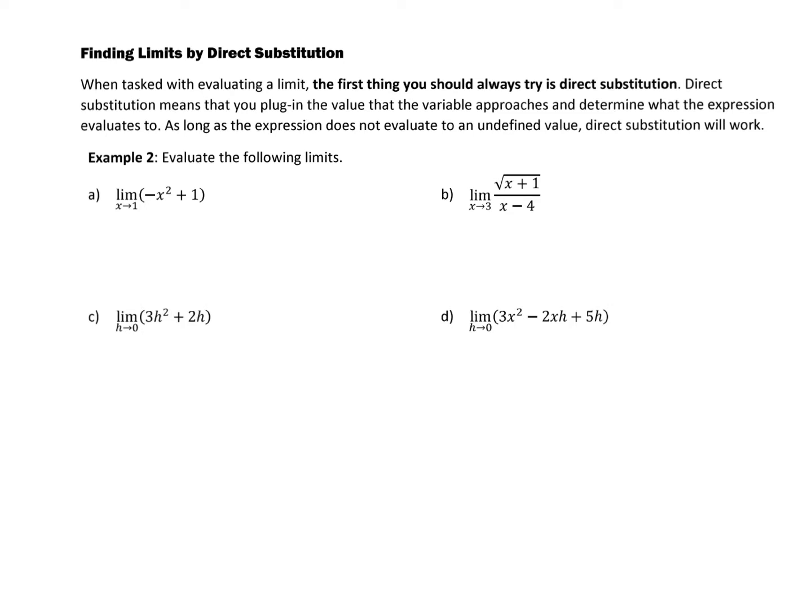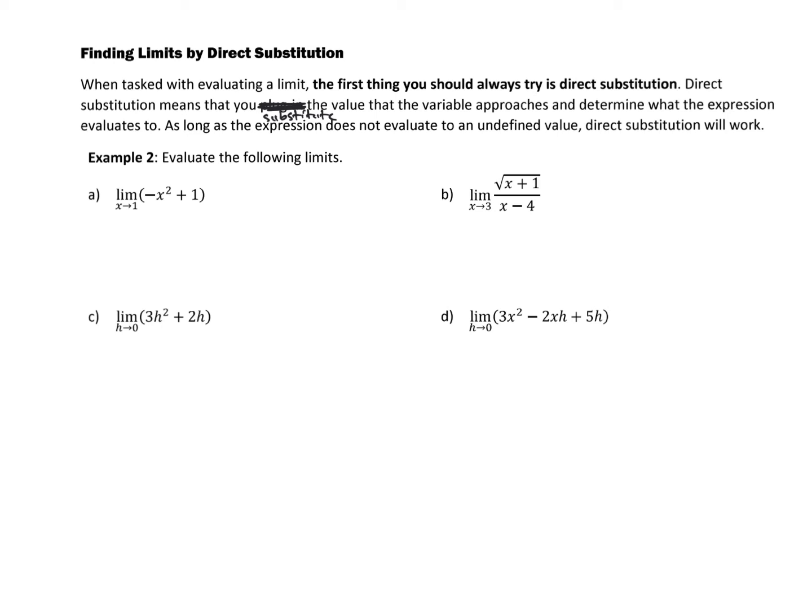I need another reader, and Junior's going to be my reader for us. Go for it. Finding limits by direct substitution. When tasked with evaluating a limit, the first thing you should always try is direct substitution. Direct substitution means that you substitute in the value that the variable approaches and determine what the expression evaluates to. As long as the expression does not evaluate to an undefined value, direct substitution will work. Did anybody else vomit when they read that?